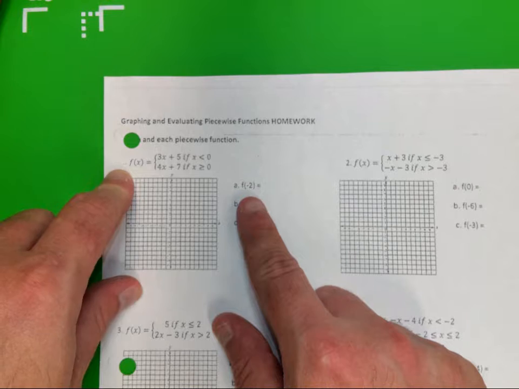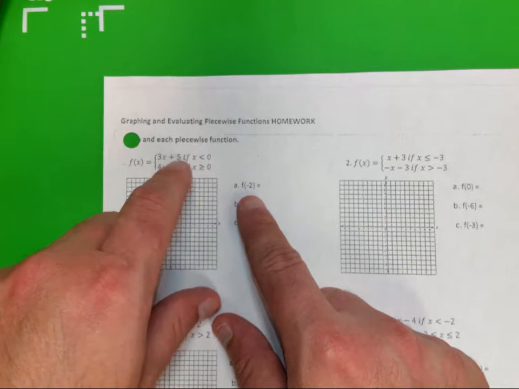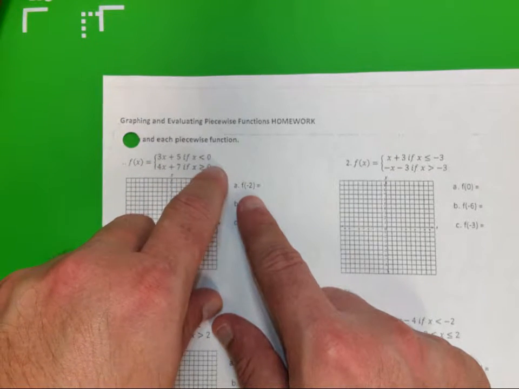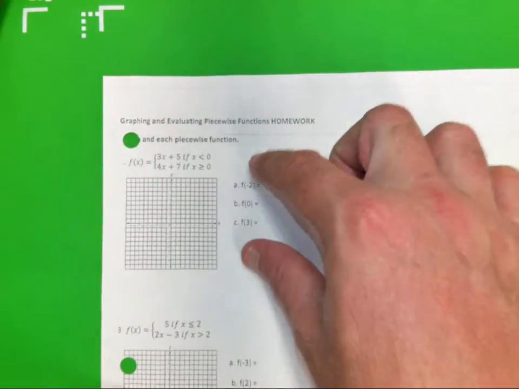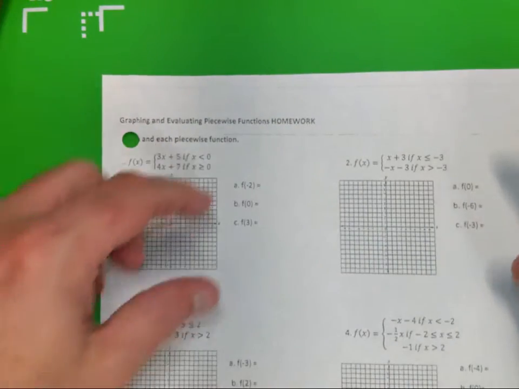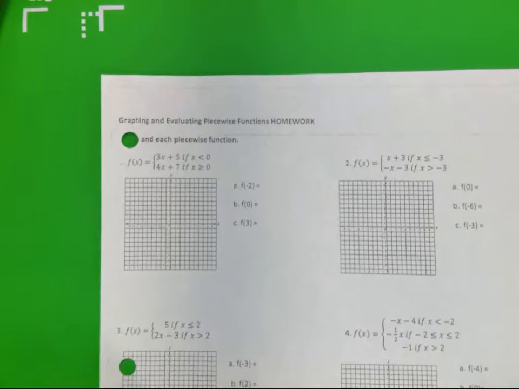So if I said f of negative 2, which one would I plug it into? The top piece or the bottom piece? The top, because that's less than 0, isn't it? Okay? So that's just a review. So I just wanted you to see that you're going to have some review of evaluating, but you're going to graph them on that graph.